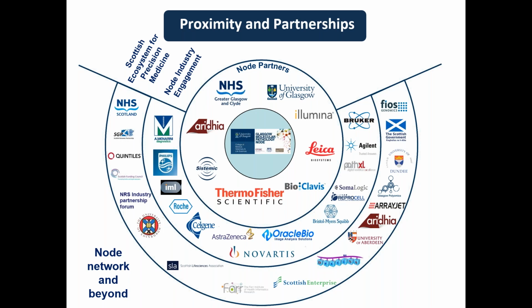So as almost everyone in this call has alluded to, it's not possible for any one organisation to develop diagnostics on their own, and so it's been key to look at how we can bring together the university, the NHS and industry to support the development of novel diagnostics. And what this diagram shows here are the different groups that the Glasgow Molecular Pathology Node is currently engaged with. So at the centre we have the nodes, and we have our 5 founding partners who were Iridia, Systemic, Thermo Fisher, Leica and Illumina, alongside NHS Greater Glasgow and Clyde.